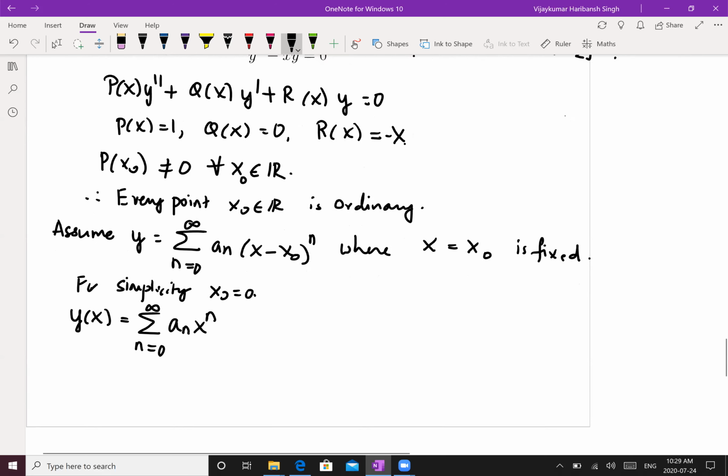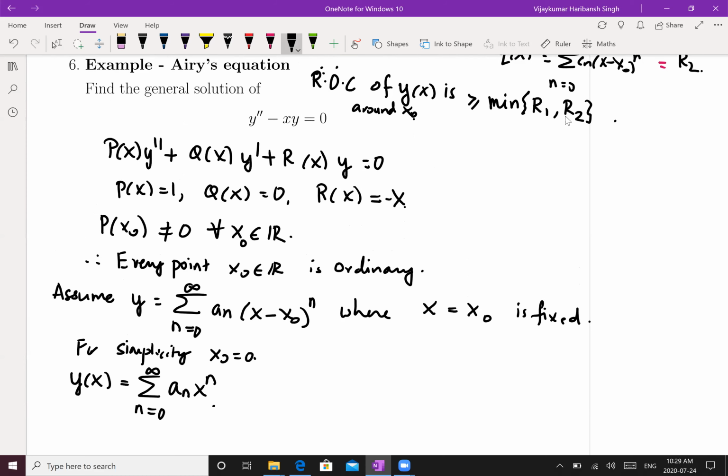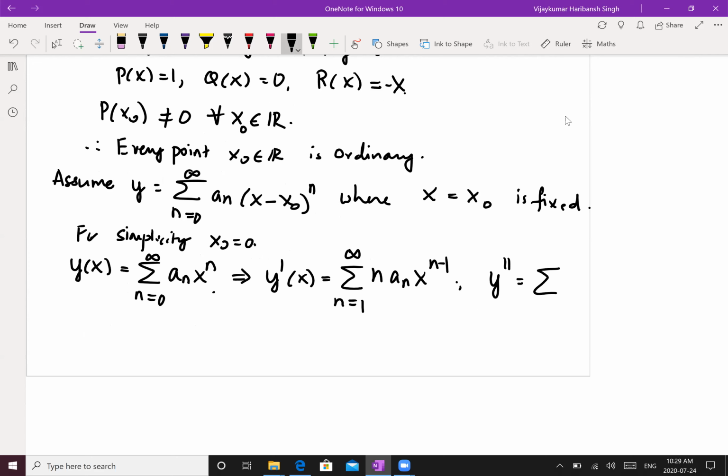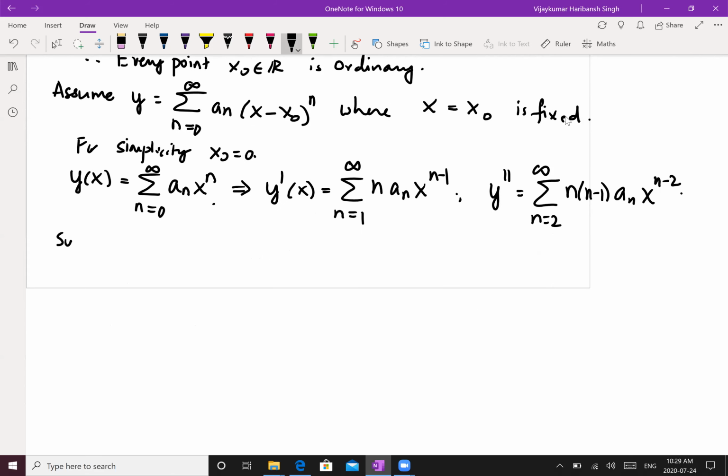Now we need to take the derivatives and substitute in this equation here. So this implies y prime of x is the summation, starting from n equals 1 because we took the derivative, of n a_n x to the power n minus 1, and y double prime is going to be the summation n equals 2 to infinity of n times (n minus 1) times a_n x to the power n minus 2. Now substitute in the DE.